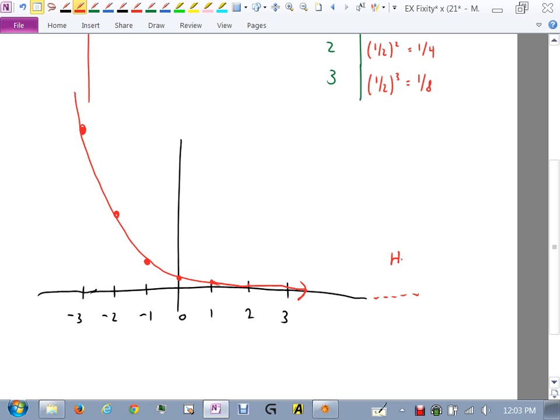Notice our horizontal asymptote is still here. It's still the x-axis. As we go out this way, it's going up to infinity, out the left side. And we also have that this is called exponential decay.